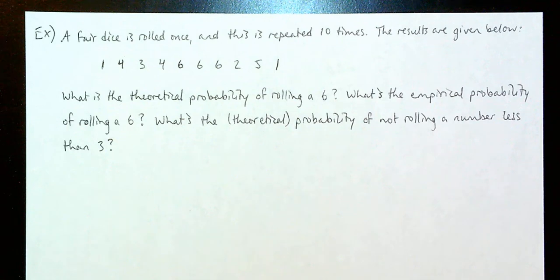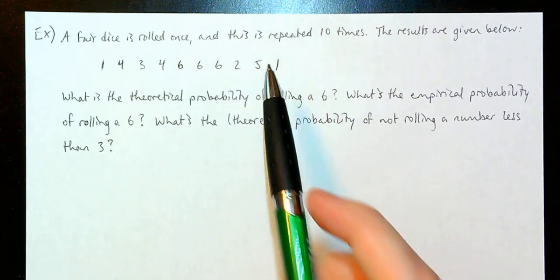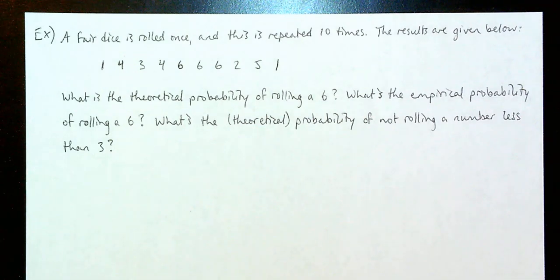So first up, a fair six-sided die is rolled once, and you do this 10 times, and the results of the 10 rolls are given here. You get 1, then 4, 3, 4, 6, 6, 6, 2, 5, and 1. Obviously, a very realistic possibility for the 10 results that you would get. What's the theoretical probability of rolling a 6? What's the empirical probability of rolling a 6? And then what's the theoretical probability of not rolling a number less than 3?